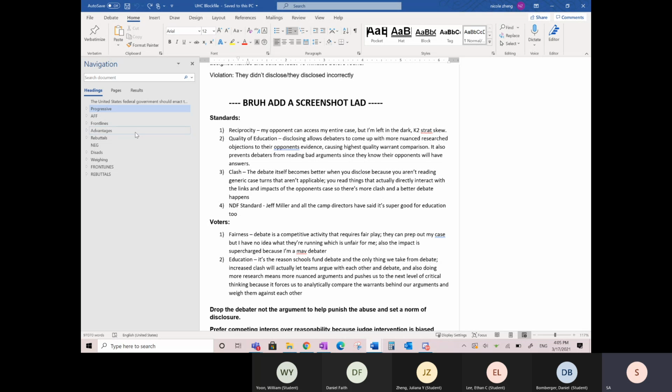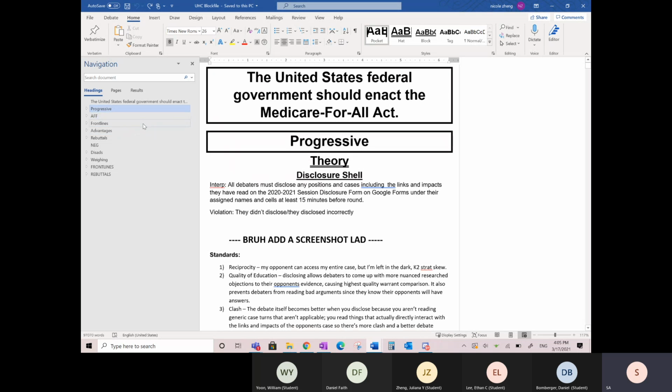the most basic ones you see is AF, and then under AF you get AF's front lines, the advantages, the rebuttals, and then the neg, disads, weighing, and then front lines and rebuttals, right? Me and Hannah label it AF and neg, but most people label it the opposite way, so we're not going to talk about that.